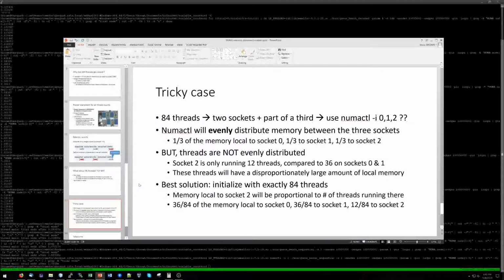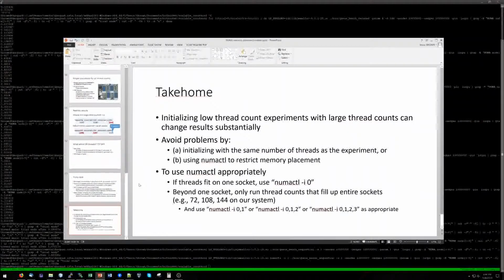And so the best solution in this case is to initialize the graph or the data structure or whatever you're working on with exactly 84 threads. So the number of threads in initialization should exactly match the number of threads in the measured portion of the experiment. Now what will that result in? Well, then the memory local to socket 2 will be proportional to the number of threads running there, assuming that during initialization all threads allocate roughly the same amount of memory. So we'll have 36 out of 84 fraction of the memory local to socket 0, 36 out of 84 fraction local to socket 1, and 12 out of 84 fraction local to socket 2.